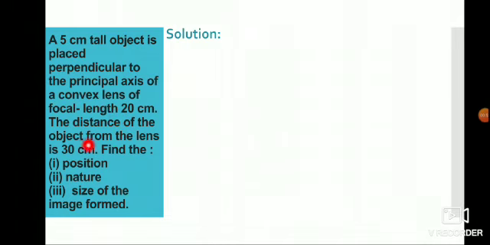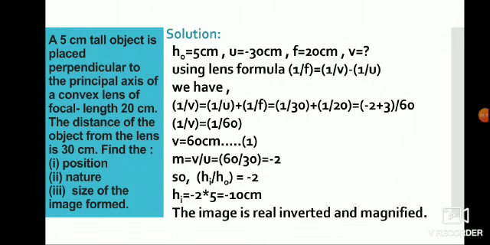Distance of the object from the lens. We are talking about object distance, which is 30 centimeter. Object distance is always negative, so u equal to minus 30. You need to calculate v, you need to know the nature, you need to know the size of the image. So let's see how to solve this. As we discussed, height of object is 5 centimeter, u is minus 30, f is 20 centimeter. We need to calculate v.